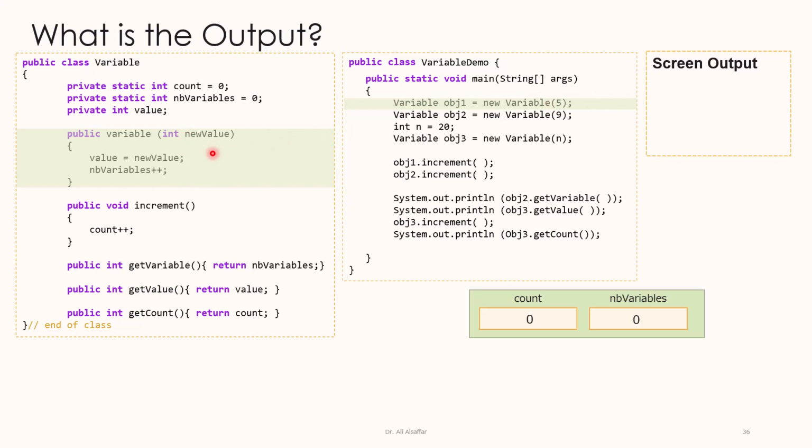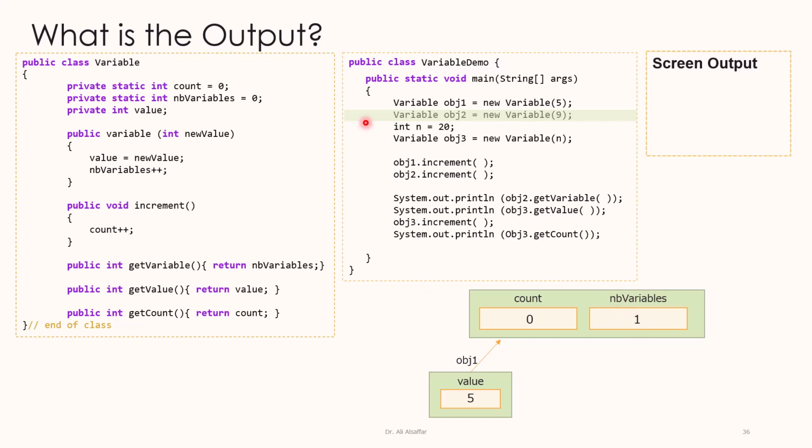The constructor will save 5 into value, the instance variable, and at the same time it will increment NB variables by 1, which is the static variable. So NB variables will change from 0 to 1, and a new object will be created with an instance variable value equal to 5. To represent this change, you draw a box for object 1 and you put the value of the instance variable inside it, and you make this object point to the static variables count and NB variables. Notice that the value for NB variables was 0. Now it is updated to 1.